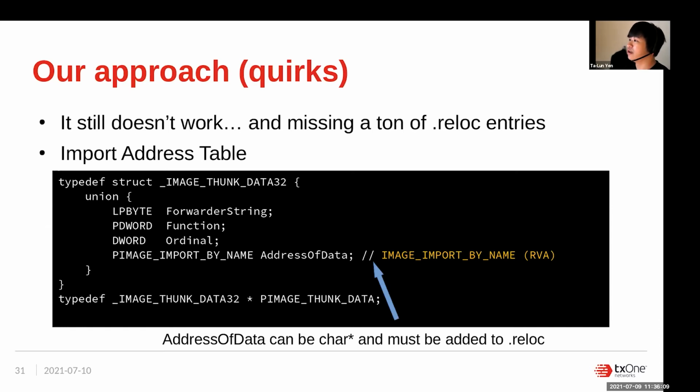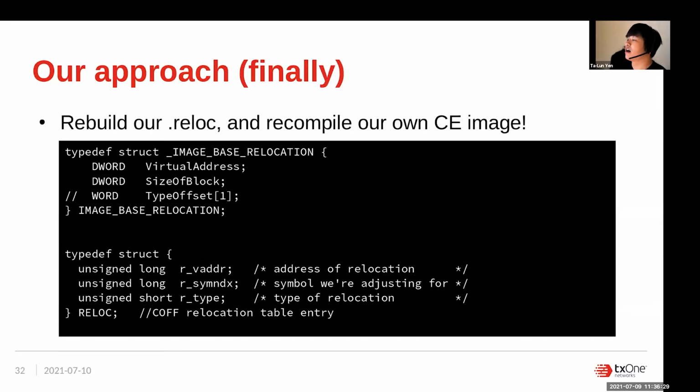It is possible to reference an import by name or by ordinal. If it's referencing an import by name, then it will store a pointer to a character array, and that address must be put into the relocation directory. After we have harvested most, if not all, of the addresses, we can now finally rebuild the relocation directory according to this struct and write it back into the binary.